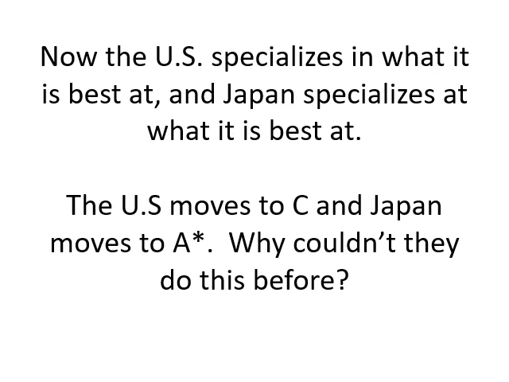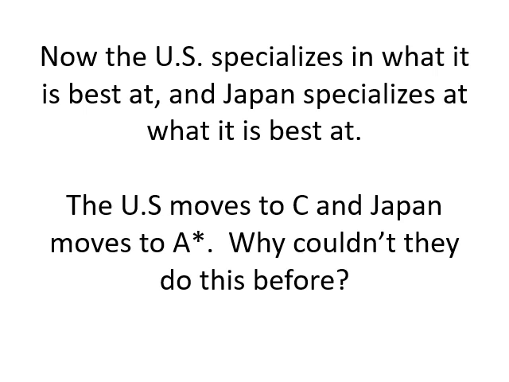This means the U.S. doesn't have to make its own rice. It can get rice from Japan. And that allows it to specialize in making only what it is best at making, which is wheat. And Japan doesn't have to grow wheat if it wants wheat. It can get wheat from the United States. This frees Japan up to specialize in making what it is best at making, which is rice. So the United States moves to point C on that table, which, to remind you, was the point 90 wheat and 0 rice. And Japan moves to their point A asterisk, which is 90 rice and 0 wheat.